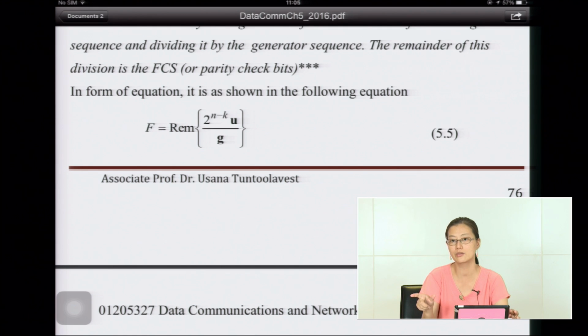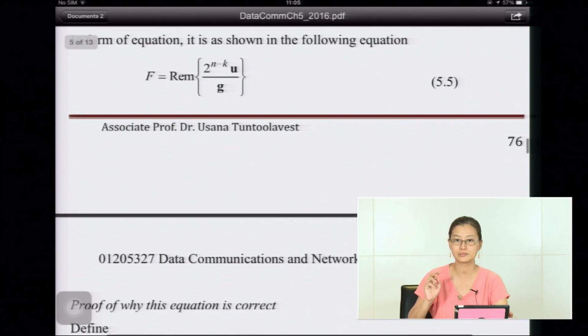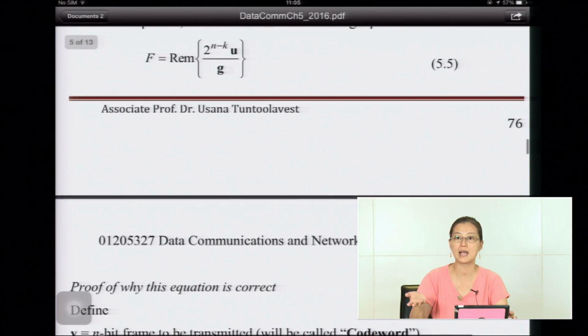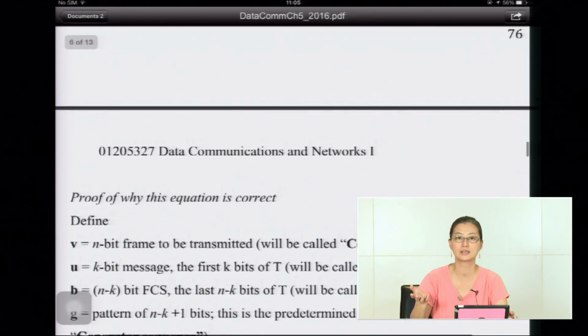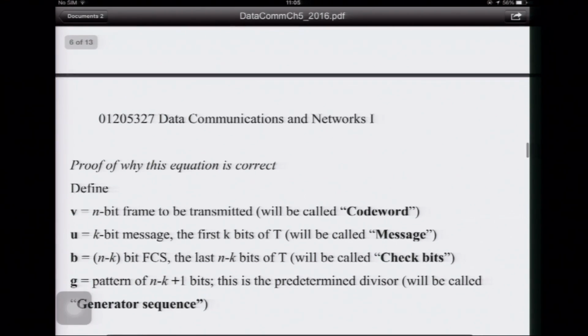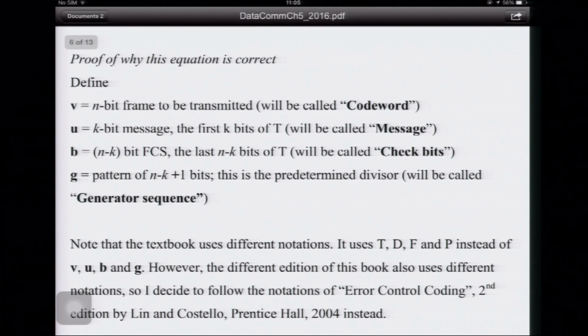So 1100 is 12. When you multiply by 2 to the 1, it's like you shift the sequence to the left by 1 position, by 1 bit. If you multiply by 2 to the 3, or 2 cube, you shift by 3 bits. So this is like shifting and then dividing by the generator sequence. This is the method to find the remainder. We will look at an example later. This is a proof why the equation is correct.